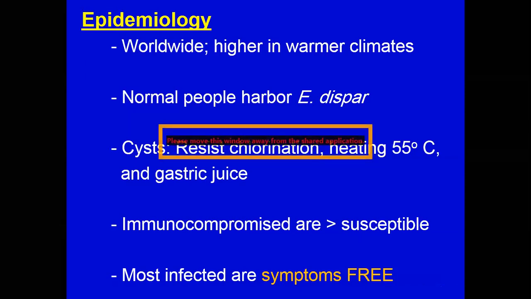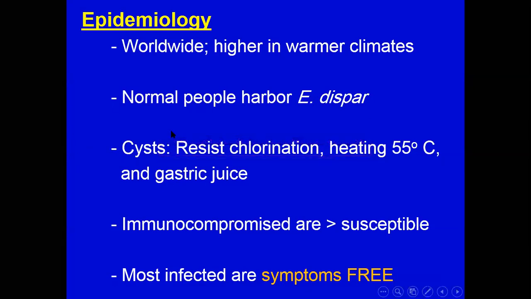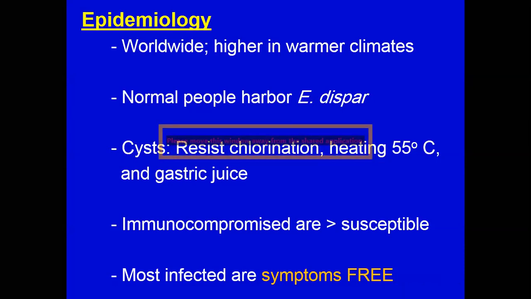Epidemiology: amoebiasis is worldwide, higher in warmer countries, Middle East, warmer countries. Normal people harbor Entamoeba dispar, so we have to differentiate between Entamoeba histolytica and Entamoeba dispar, and we mentioned that. The cyst of Entamoeba resists chlorination quite a lot, can resist heating to 55 degrees centigrade, and can resist gastric juice. That is why it can escape and go down to the colon.